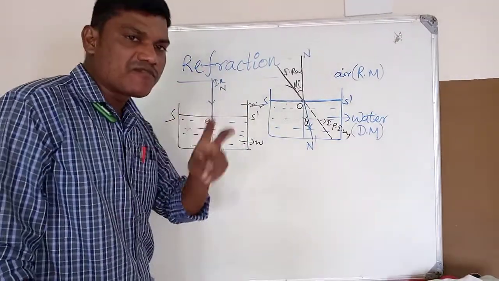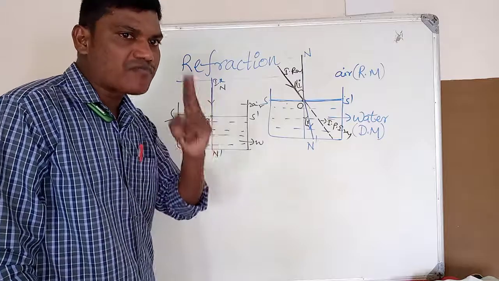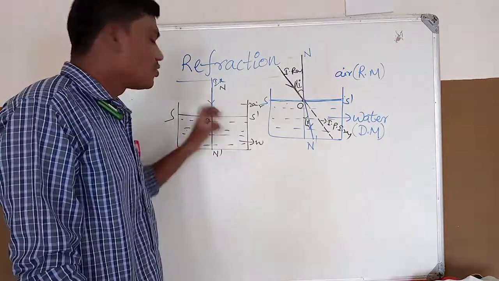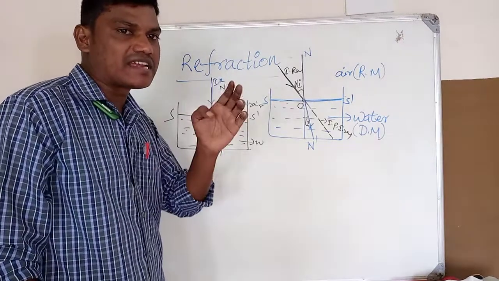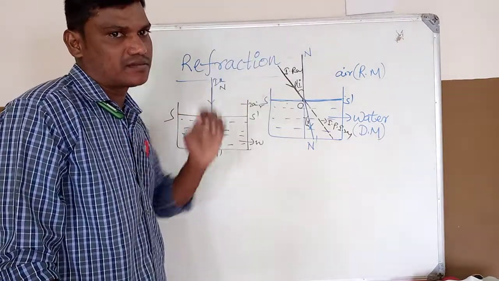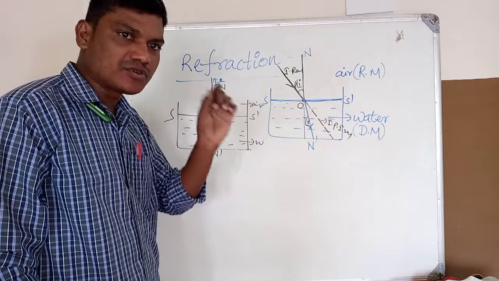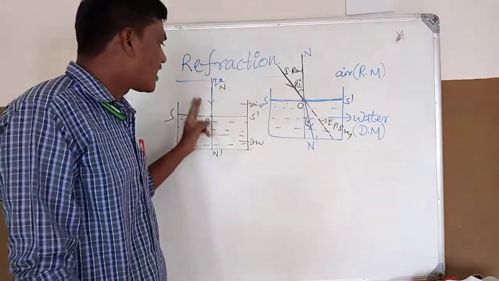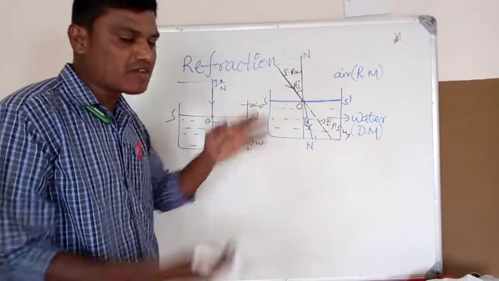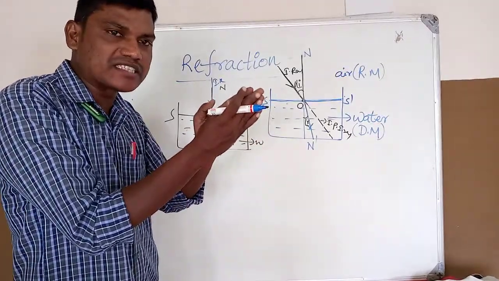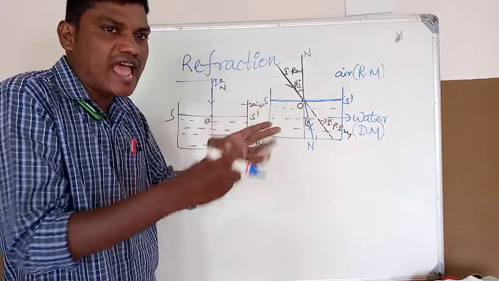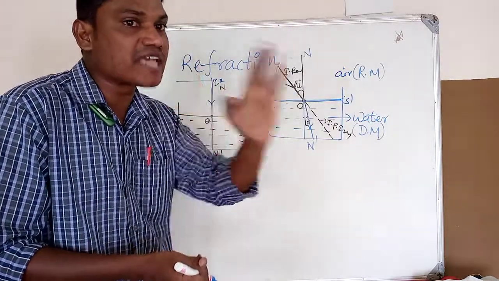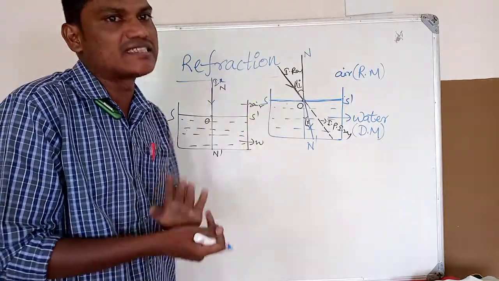Next, another case is if we take two mediums of the same refractive index. During such a condition also, the light ray is undeviated. When the light passes through two mediums of the same refractive index, the light ray will be undeviated, because two mediums having the same refractive index means both have the same optical density. Due to that, the light ray is undeviated.